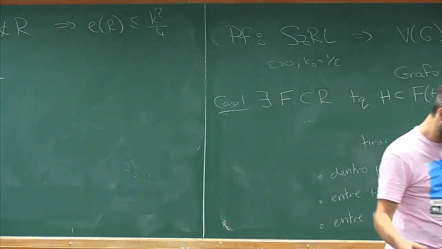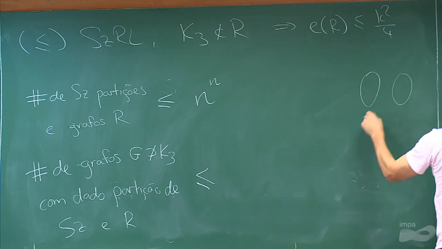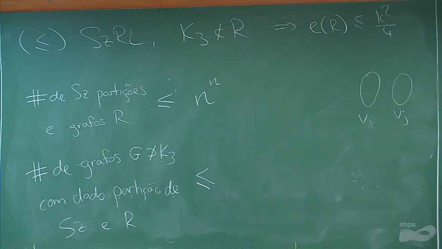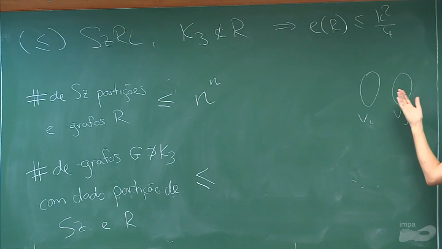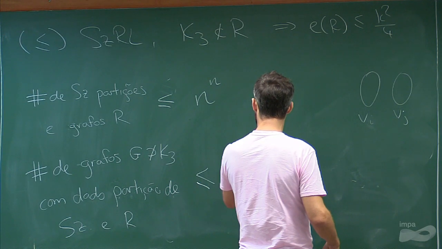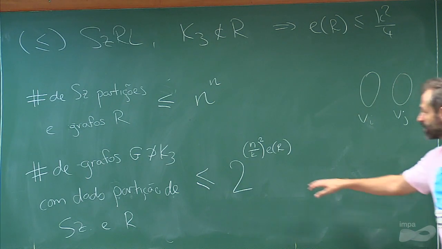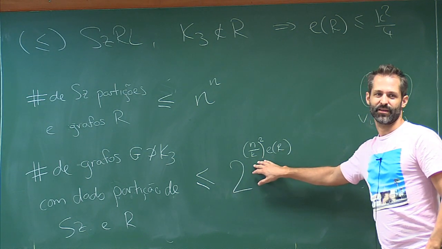Okay, so now how many choices do we have for the edges in G? Well, for each edge of R, how many choices do we have? At most. So suppose this is an edge of R, V_i, V_j. How many choices do we have for the edges here? Yeah, exactly. We have basically no information. So it's 2 to the (n over k) squared times the number of edges of R. That's for just the ones that correspond to edges of R. And what about the rest?